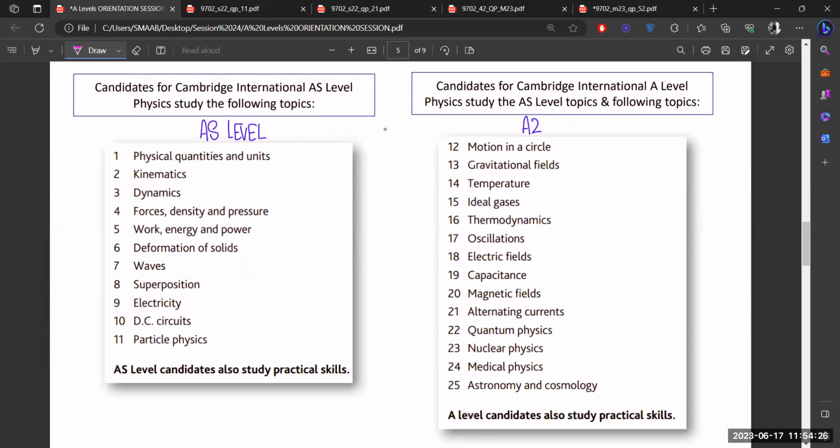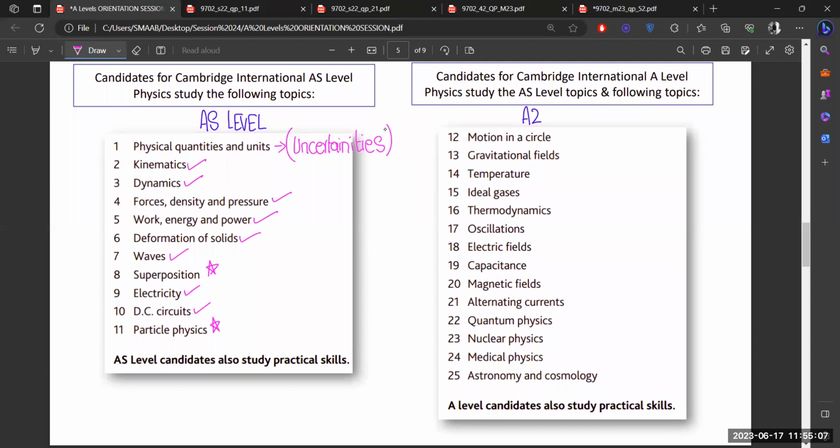These are the chapters which are going to be included in your AS. And in AS, the most important thing is uncertainties. That is a new concept that we are going to study in our AS. And then we have normal kinematics, dynamics. We already know the concepts of force, density, pressure, work, energy, power, deformation, waves. But superposition is something different. Particle physics is something new for your AS level, right? And all the other chapters we already have some idea of, because we studied them in our O levels.